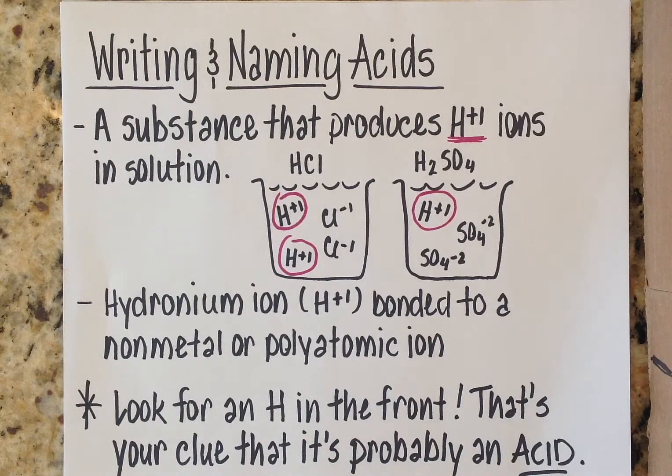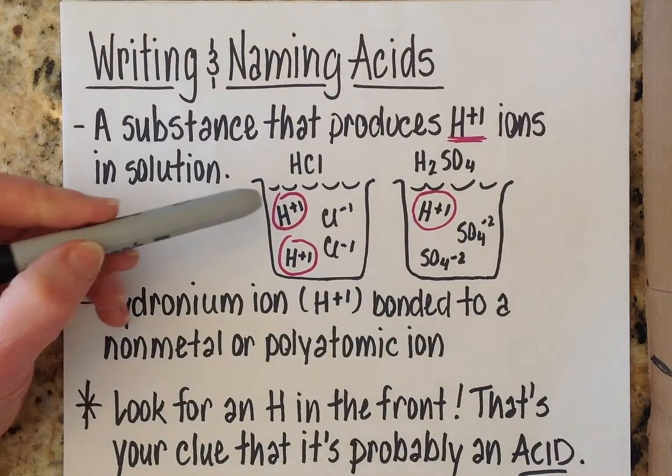I am going to teach you in this tutorial how to write and name the formulas for acids. So in brief, and there'll be more videos that are more in depth about acids, but just so you know what an acid is, just in case you haven't had that yet, an acid is a substance that produces hydronium ions in solution. You can think about it this way.